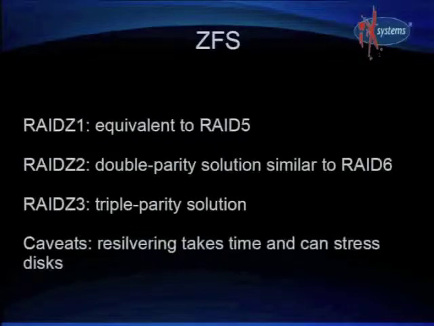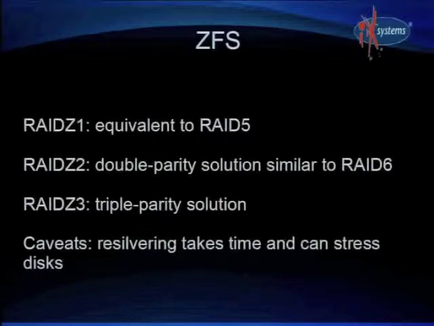ZFS was also designed to overcome some of the limitations in hardware RAID, and it uses its own type of RAID known as RAID Z. There are 3 types, 1, 2, and 3. And basically the number tells you how many disks you can lose without losing your data. So with RAID Z2, you can lose 2 disks. Unlike hardware RAID, there are no restrictions on where those disks can be. So it's just the number of disks that you can lose.